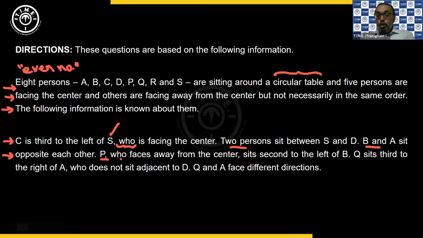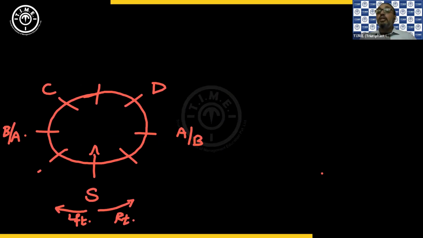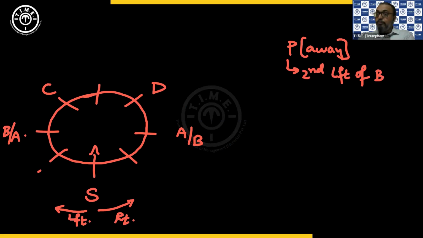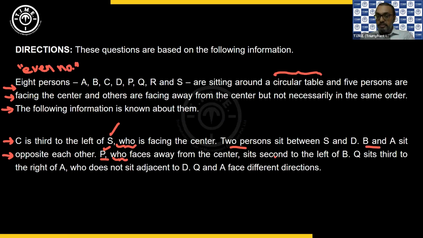Then P, who means it is P, faces away from the center, sits second to the left of B. Now here I do not know the direction of B, so I can't place P right now. I know P is away, and P is second to the left of B. So we will come back to that and fix it.